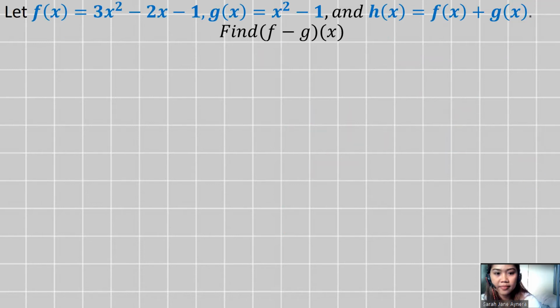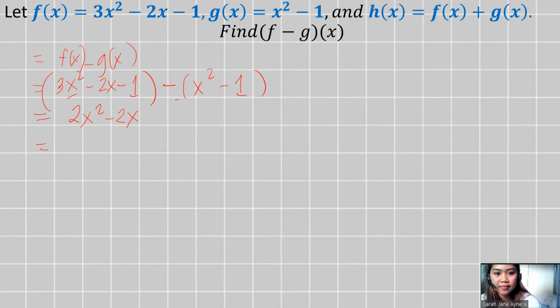Now, we have here 3 given functions, which is the f of x, the g of x, and the h of x. Let us try to find f minus g of x. So, by definition, this is equal to f of x minus the g of x. Let us substitute f of x, which is 3x squared minus 2x minus 1, minus the g of x, which is x squared minus 1. So, this is equal to, subtract like terms, 3x squared minus x squared is 2x squared. So, walang term dito containing x, so copy itong minus 2x. Negative 1 minus negative 1 is equal to 0. So, the answer is 2x squared minus 2x.